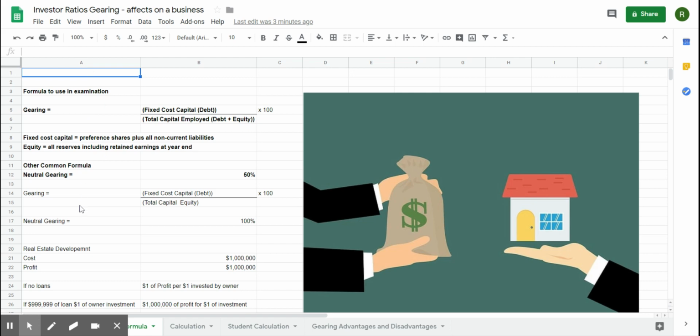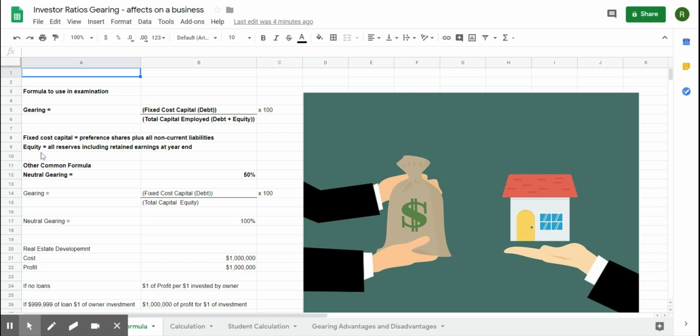The one that's used mainly in A-level examinations, which is the primary reason why I'm doing this video, is fixed cost capital divided by the total capital employed. Now, if you're doing this ratio, you're probably already familiar with total capital employed because that's the figure that we use when we're calculating return on capital employed. And that includes all fixed cost capital and all equity.